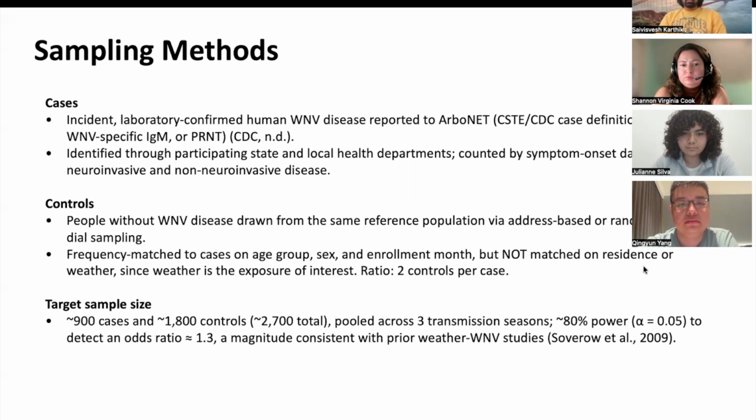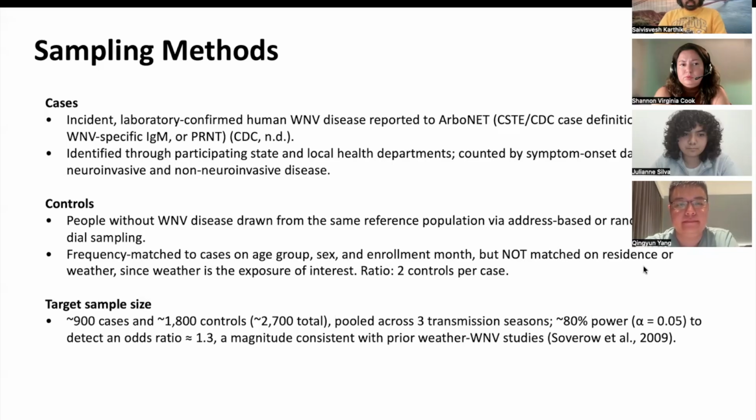In terms of our controls, we'll just be using people without West Nile virus who are drawn from the same reference population that I defined earlier, using basically address-based or random digit dial sampling of the general community. The controls will be frequency matched on age group, sex, and enrollment month, and we're not matching on residential location or on the weather variables because weather is our exposure of interest, and matching on geography would remove the variation that we want to study. We also enroll 2 controls per case to improve precision.